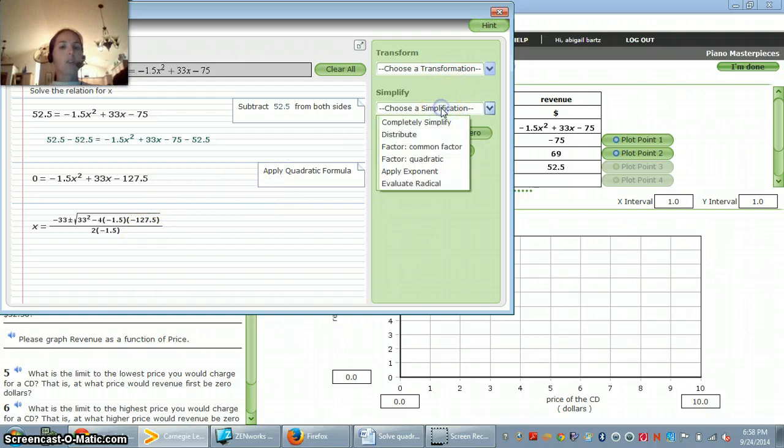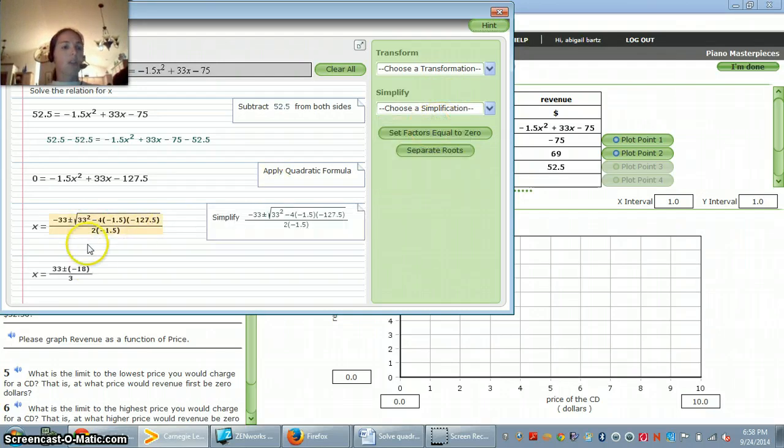And then what you want to do is you want to simplify. So you hit simplify completely, and what it's doing is it's just like if you plug this into your calculator, it just simplified and took the square root of all of those numbers and it multiplied by 2 on the bottom. It even got rid of our negative sign.